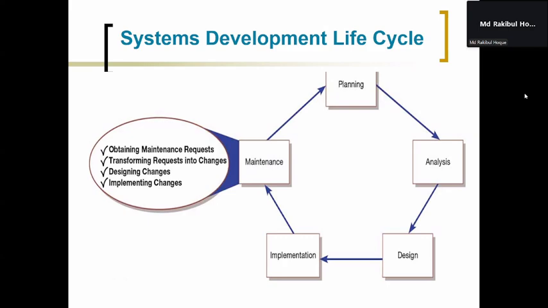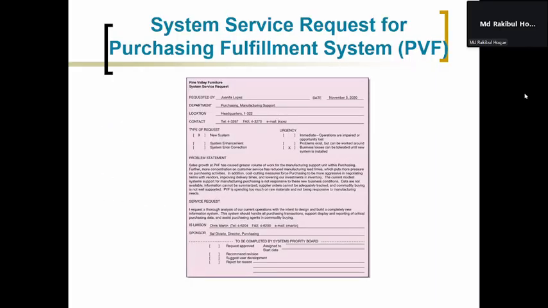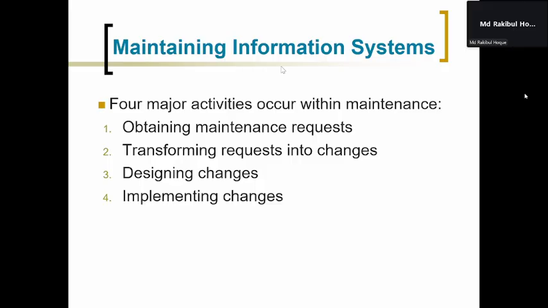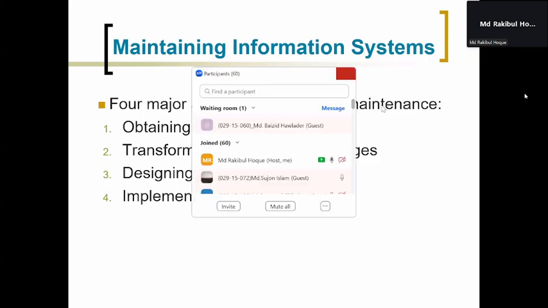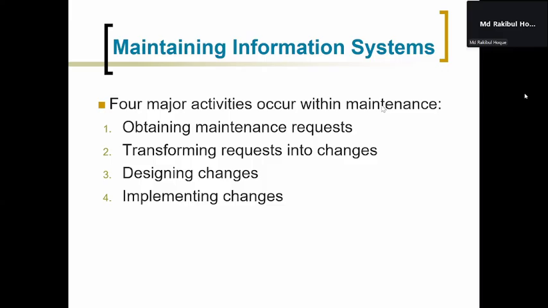It is usually divided into obtaining maintenance request, transforming the request into changes, designing the changes, and implementing the changes. So there are four major processes, or steps, in maintenance. It starts from the maintenance request. That means some people will request for maintenance. It may be your internal people, external people, or your IT department. They can request for maintenance. Then you transform these requests into changes. Then you design the changes, and finally we go for implementation.